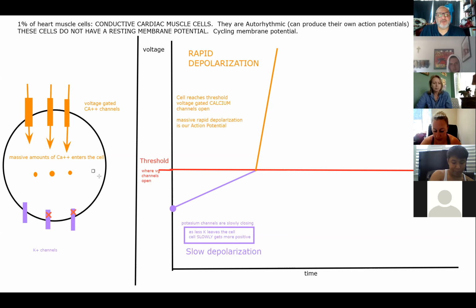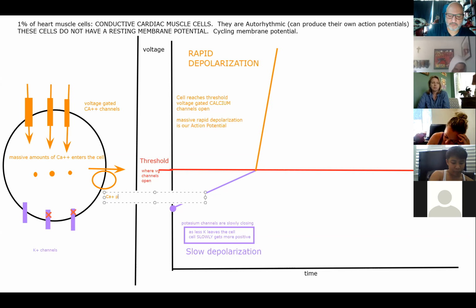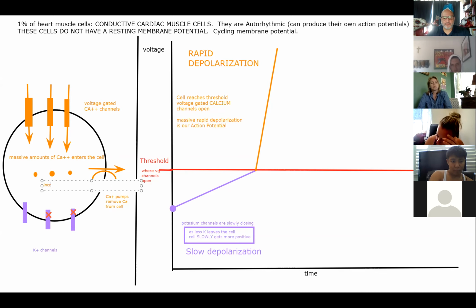If a cell has calcium inside of it and wants to get rid of it, how could it do that? Pumps. Excellent. We have these pumps, and these pumps are going to use ATP to kick calcium out. So we're going to have some calcium pumps. And those calcium pumps are going to remove calcium from the cell. But if I have all these voltage-gated calcium channels open, is this pump going to be able to do anything about all this massive amount of calcium coming in? No. So we are going to get an increase in calcium inside the cell.